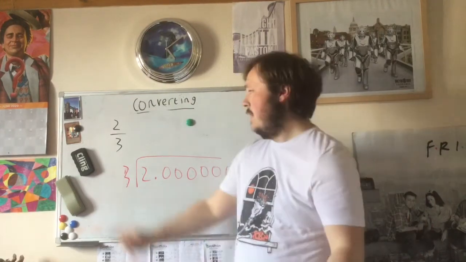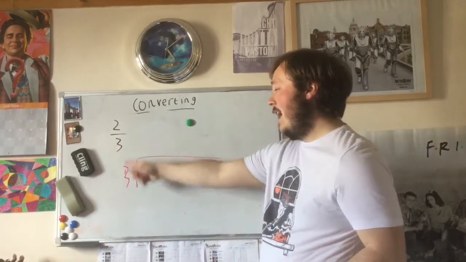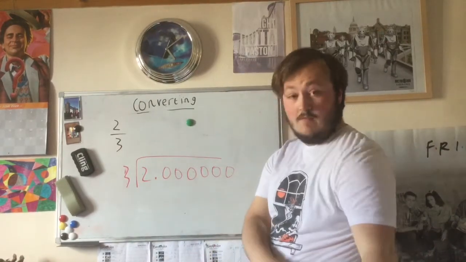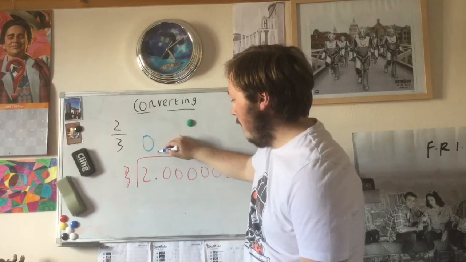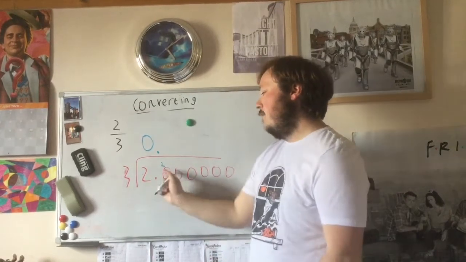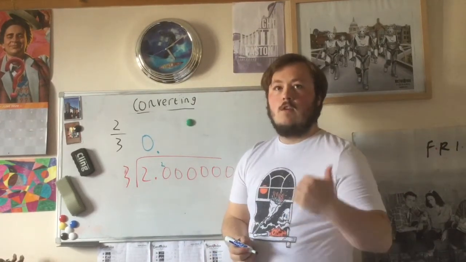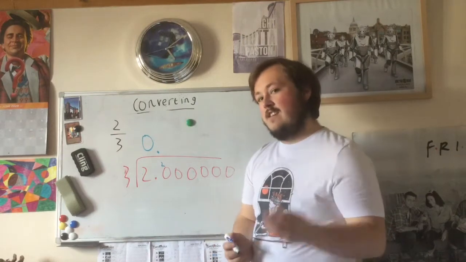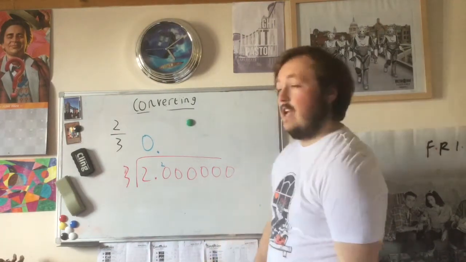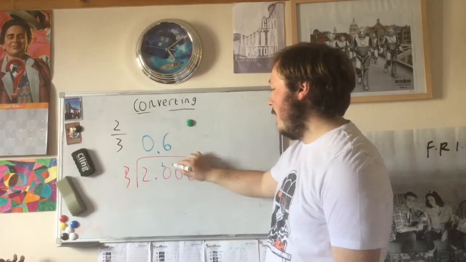Let's see what I mean. So, 2 over 3. How many 3s go into 2? Well, 0. Decimal point, and we carry the 2 across. How many 3s go into 20? Well, 3, 6, 9, 12, 15, 18, 21. Stop. 18 is the highest, so it goes in 6 times with a remainder of 2.